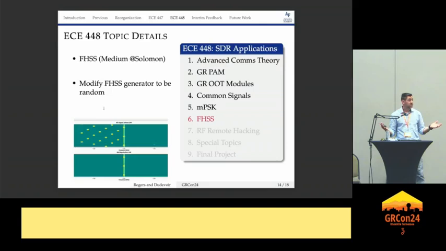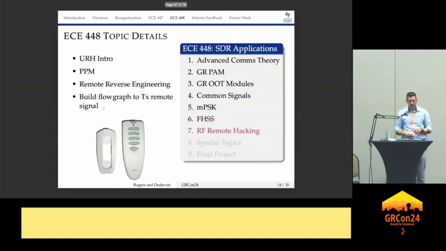Move on to FHSS, where I think the user Solomon on Medium wrote an excellent write-up on how you would build an FHSS frequency hopping generator. And my friend from Sandia in the back has a lot of good things to say about de-hopping, so we can think about that for the cadets and their final projects.